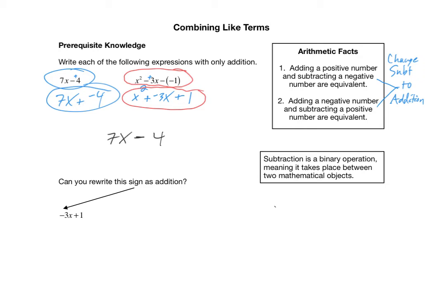So the next question is, can you rewrite this sign as addition? We rewrote these subtractions up here as additions, but can you write this as addition? And the answer is no, because this is not a subtraction sign. There is no mathematical object right here. Remember, subtraction is a binary operation, meaning it takes place between two, bi means two, mathematical objects. Well, there are no mathematical objects right here. So this is not a subtraction sign. Well, as you know, technically it's a negative sign, yet we use the same exact notation for subtraction and for a negative sign. Let's dive into this a bit deeper.